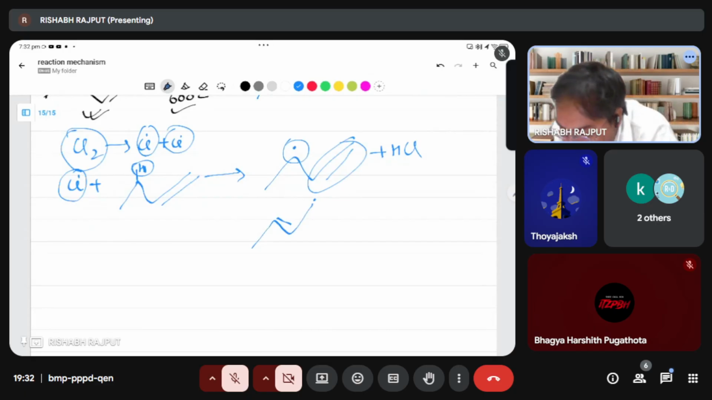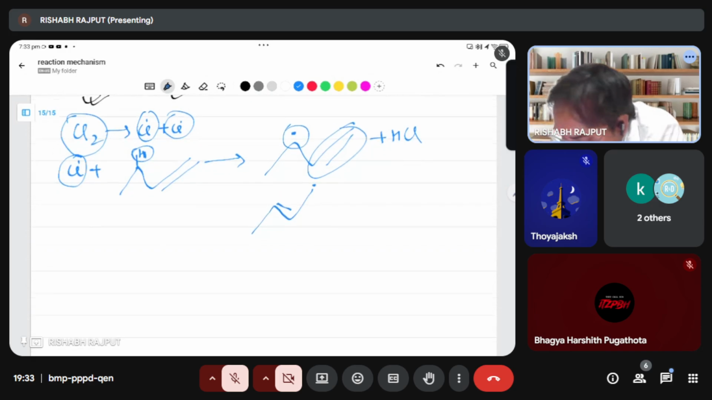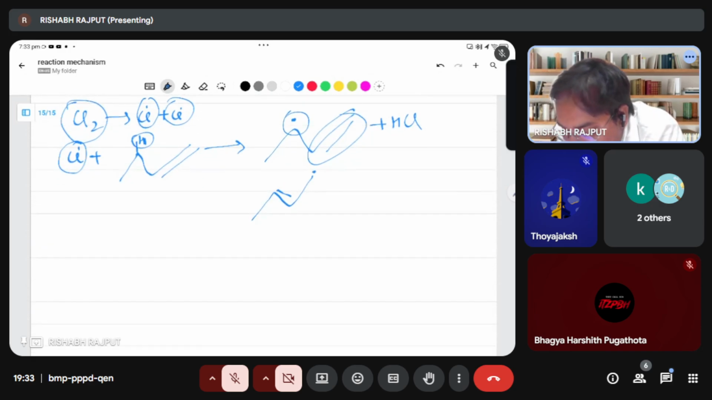So in this case, you will get two types of group. Once you get the electron here, and once you get it here because of resonance. So if you add Cl2 in both cases, what happens?